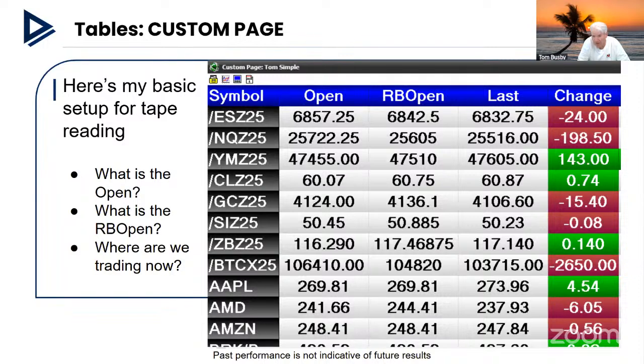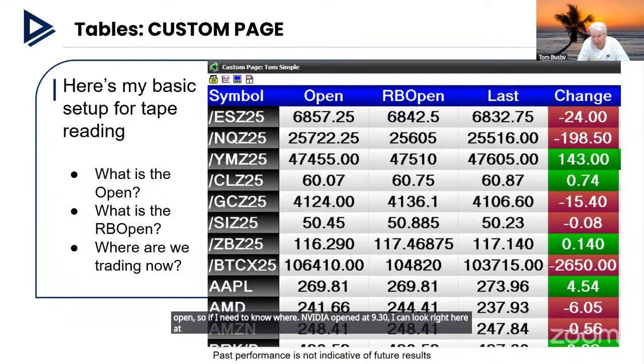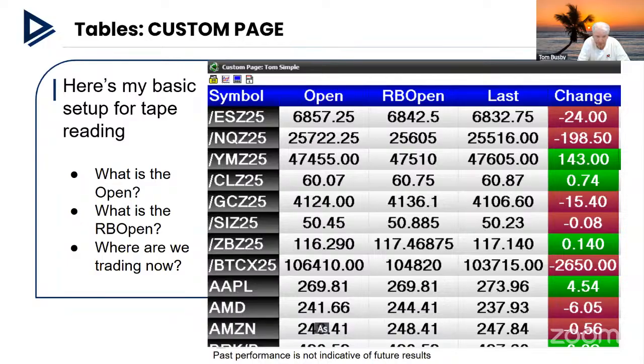The RB open is our reference bar current open. So if I need to know where NVIDIA opened at 9:30, I can look right here at that time of day and it will tell me, as an example. Okay, the next slide, please.